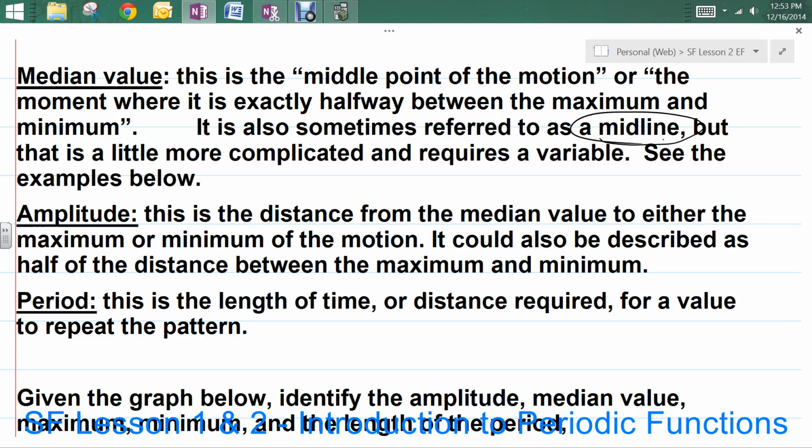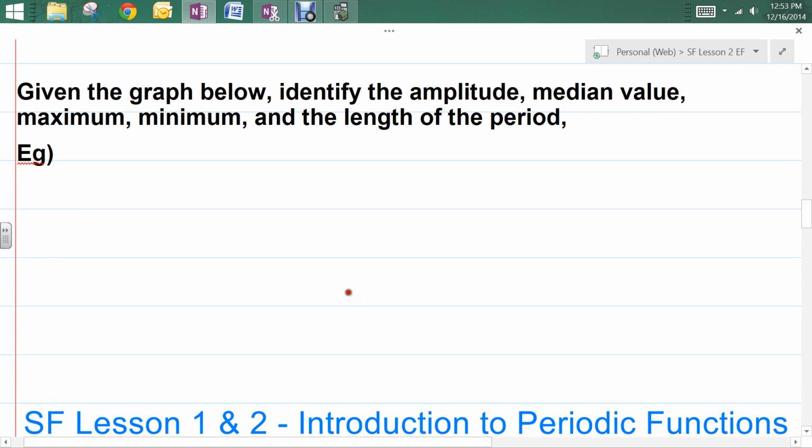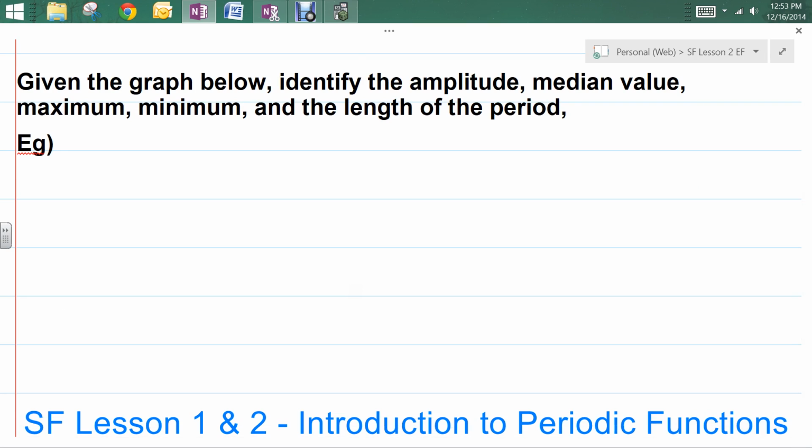Every sinusoidal or every periodic thing has a period, the length of time it takes to repeat. Now, once you're comfortable with those terms, the median, the amplitude, and the period, and we've also talked about the maximum, the minimum, that sort of thing, I'm going to do an example. Given the graph below, identify the amplitude, the median, the max, the min, and the length of the period.